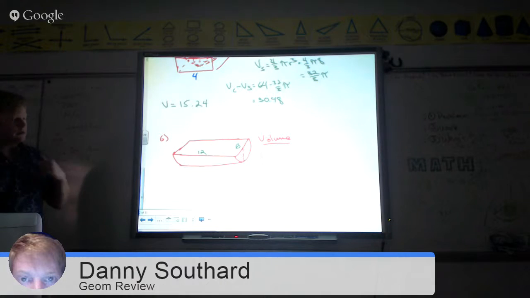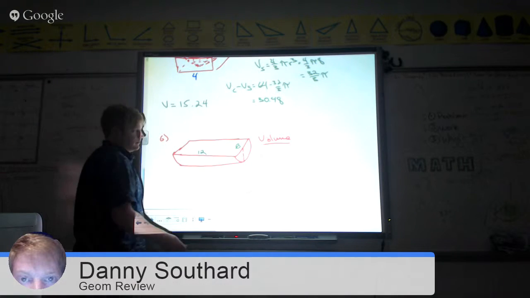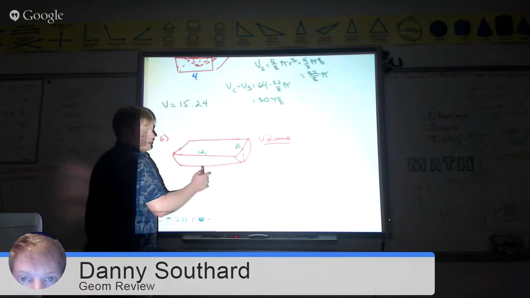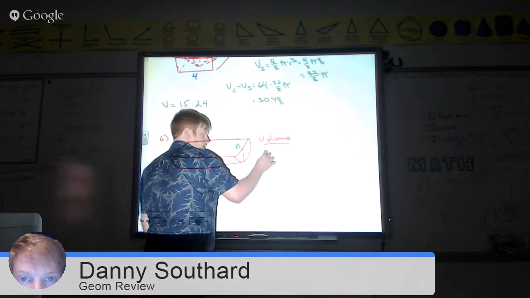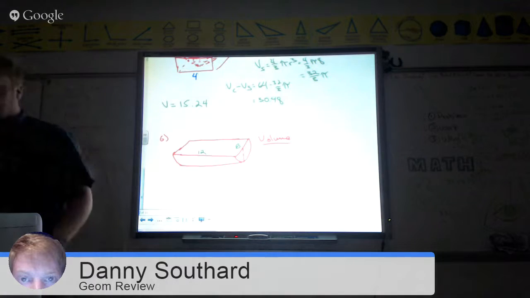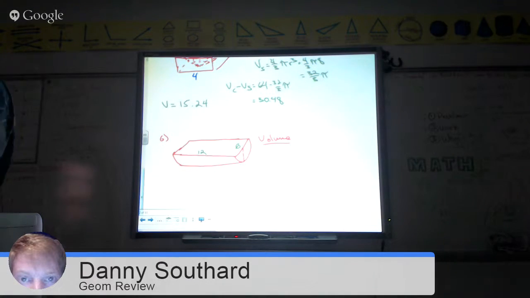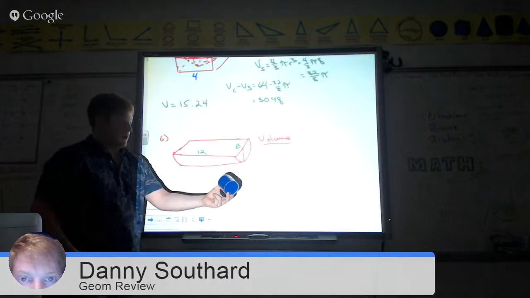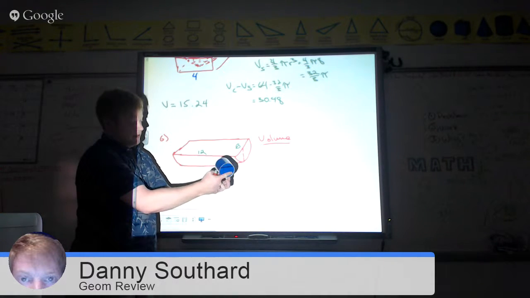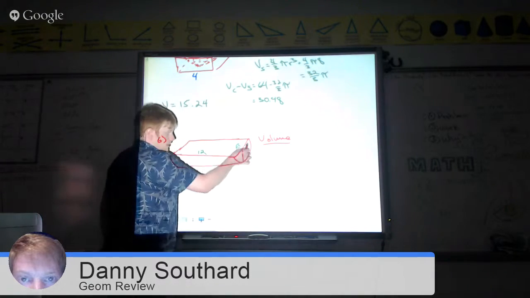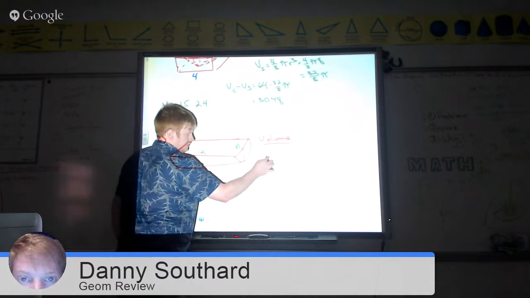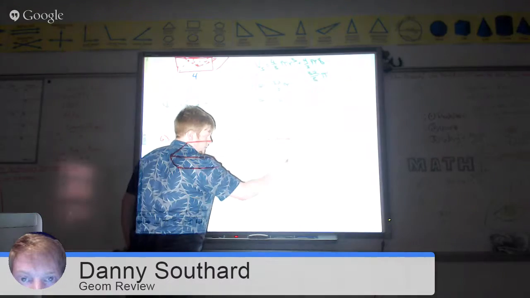Okay, so I want to find the volume of this half a cylinder, right? Half a cylinder is not a big deal. It's not hard. So I should just find the volume of the cylinder. Now, remember we said that a cylinder is just like a prism, and to find the volume of it, I find the area of the base and multiply by the height. So the base here is a circle. Area of the base times the height.